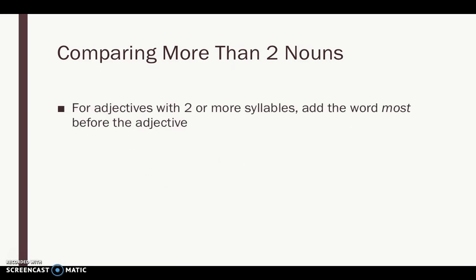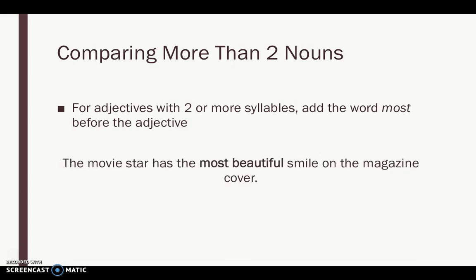For adjectives with 2 or more syllables, you add the word most before the adjective. So instead of the word more, when we compare only 2, when we compare more than 2, we use most. So the movie star had the most beautiful smile on the magazine cover. Out of all the smiles, she had the most beautiful. Beautiful is more than 2 syllables, so we add most before it.